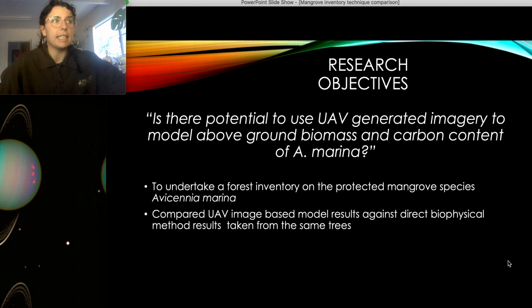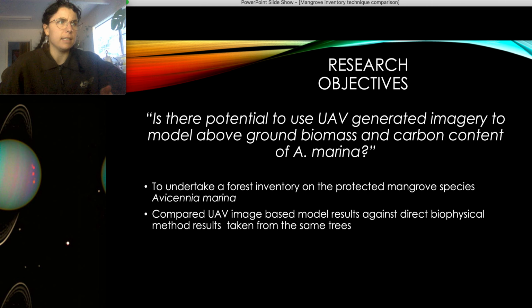Mangroves provide many ecosystem services, including carbon storage, shoreline protection, and they act as nurseries for many marine species. But their remoteness and predators can make it difficult to access them. So the potential for implementation of UAV generated imagery could provide researchers access to otherwise inaccessible areas as well as reduce time-consuming fieldwork.